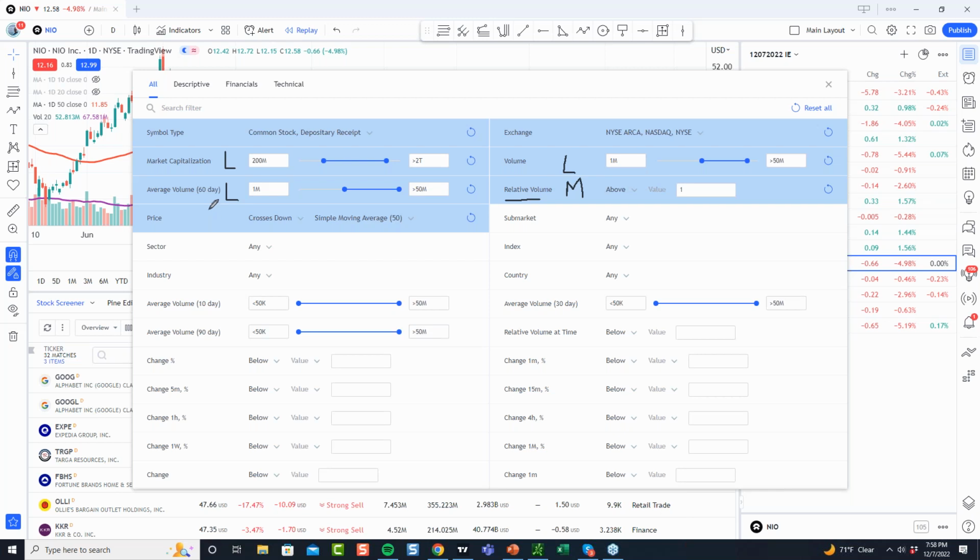Now the only pattern I have is the final filter: price crosses down on the moving average 50. So we've got pattern plus momentum supported by the liquidity of the stock itself. Pretty neat.